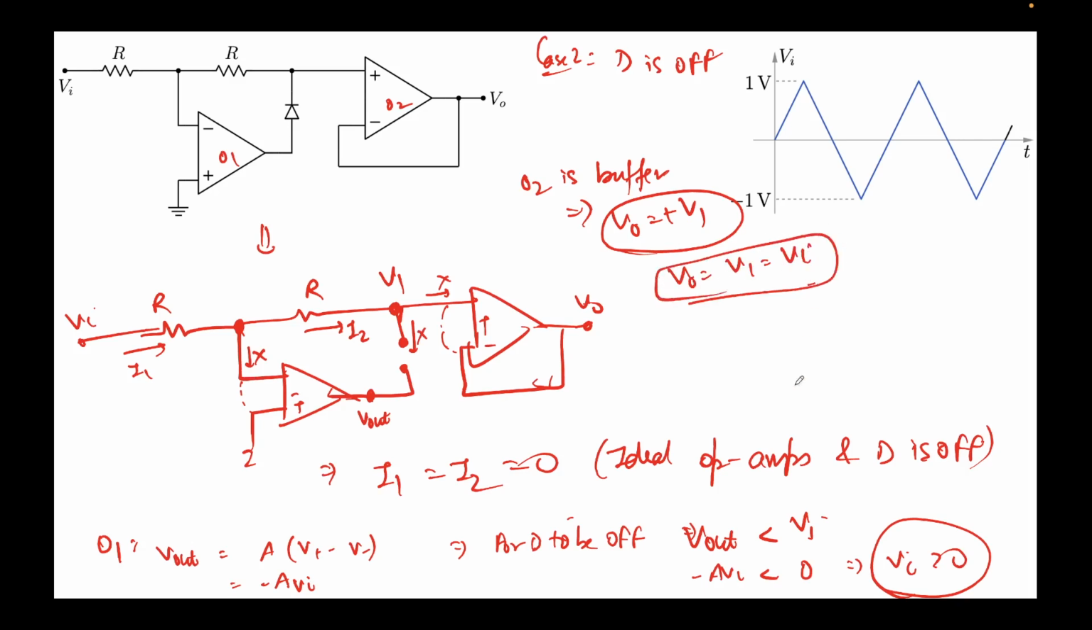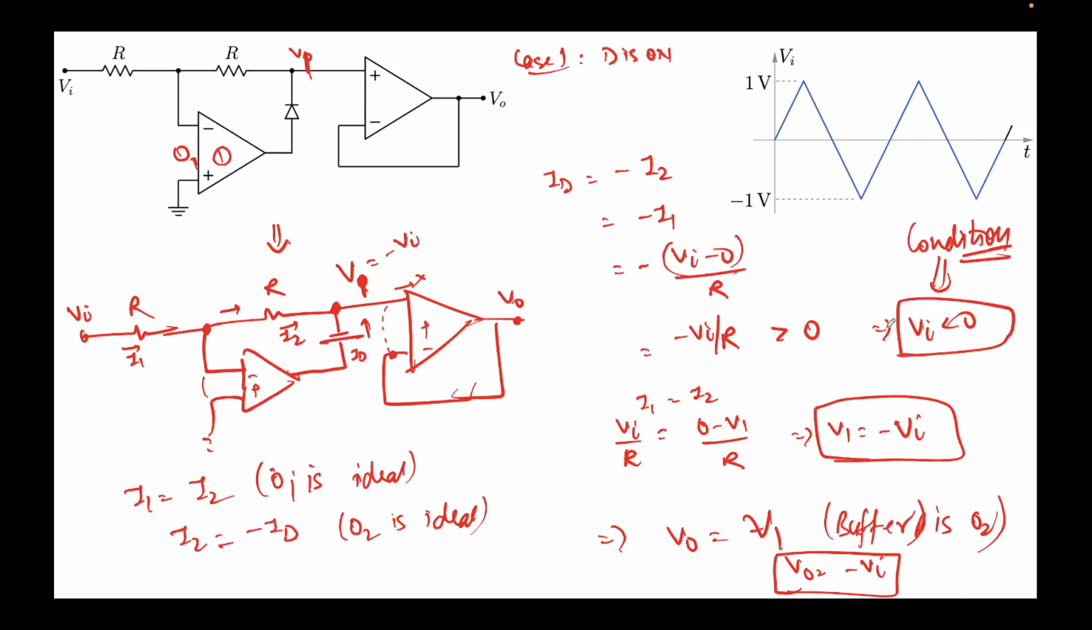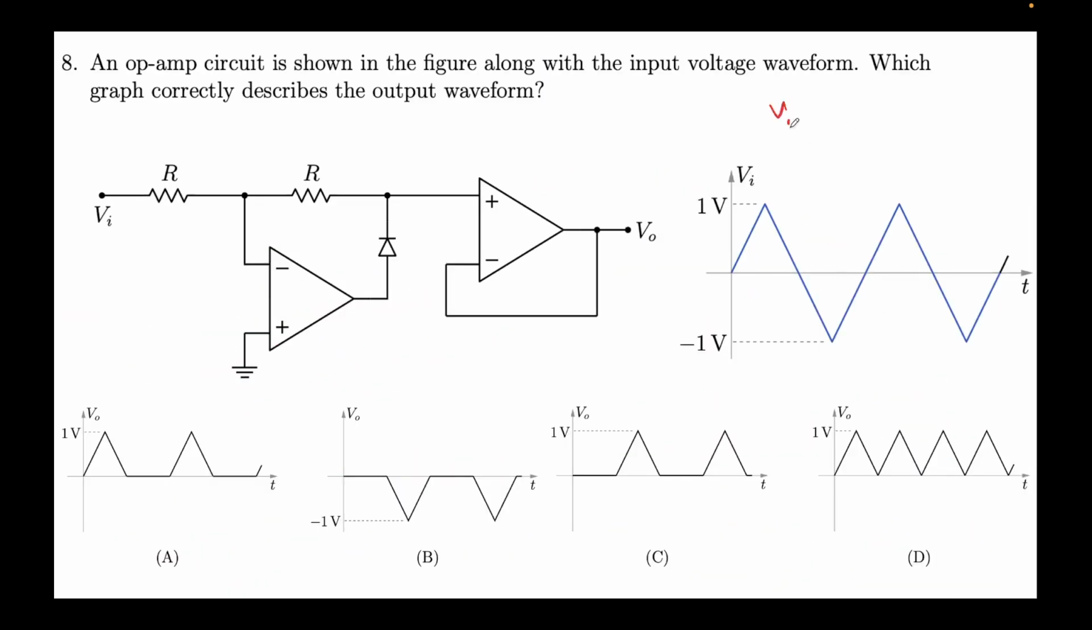So V0 will be equal to Vi for Vi greater than 0, and we saw that V0 was minus Vi when Vi was negative. So I'll write this here. V0 is plus Vi when Vi is positive, and minus Vi when Vi is negative. So when Vi is positive, the output waveform will look like this, but when Vi is negative, it's negative of that. So again it will look something like this. What we've done is just take the absolute value of Vi, which happens to be option D.